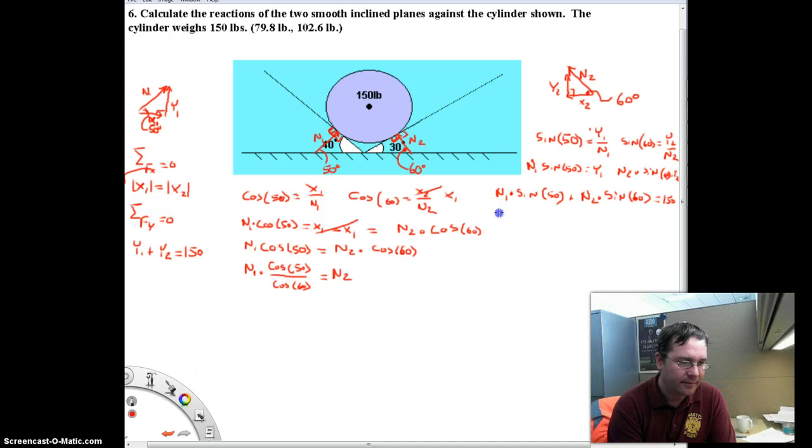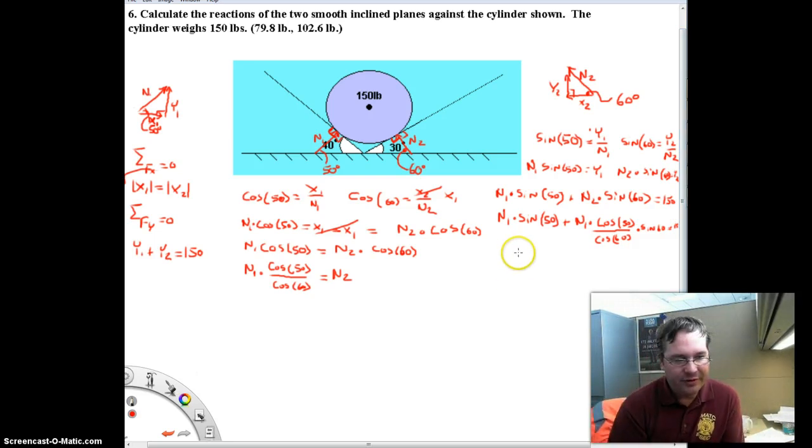So let's take a look. So again, it's n1 times sine of 50 plus, now in place of n2, I'm going to put all of this stuff. n1 times the cosine of 50 over the cosine of 60 times the sine of 60, and that's going to equal that 150.